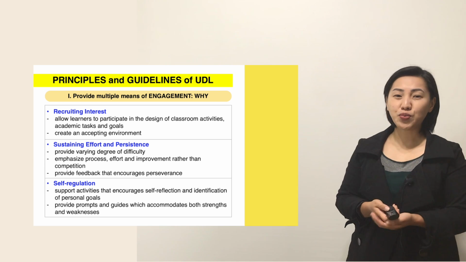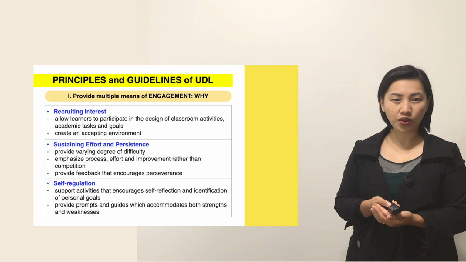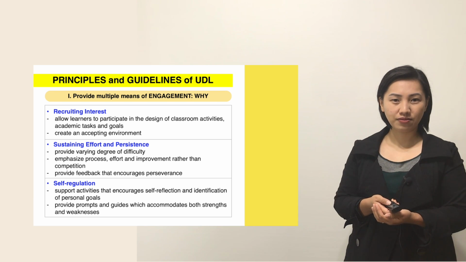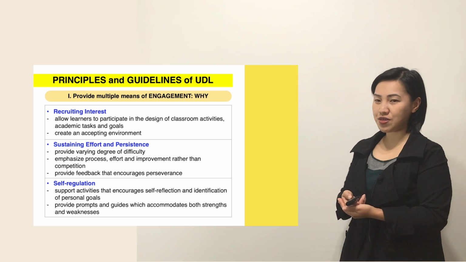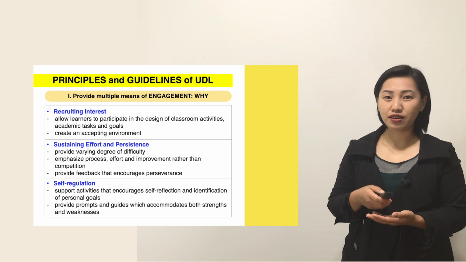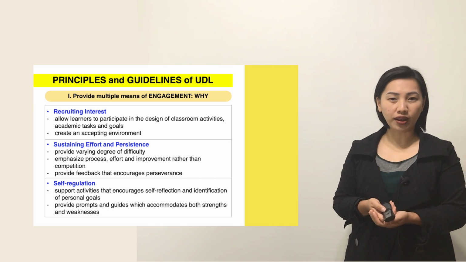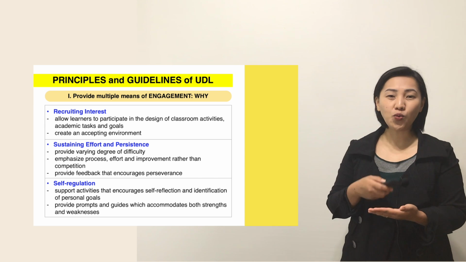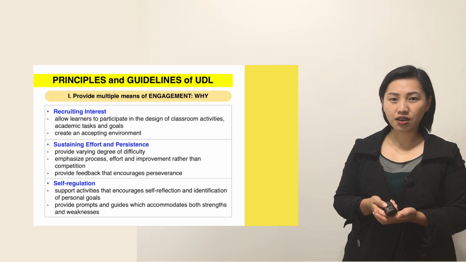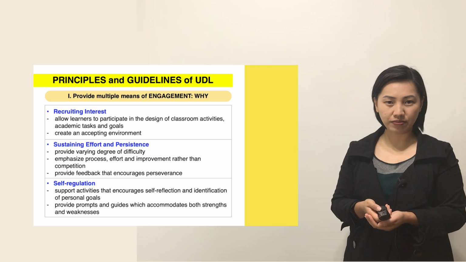Second, provide prompts and guides which accommodate both strengths and weaknesses. Okay, so when we evaluate them, we should provide not only the weaknesses or the failure, but also their strengths. Okay? It's very important for them to see what skills they are good at and what skills or factors they need to improve.